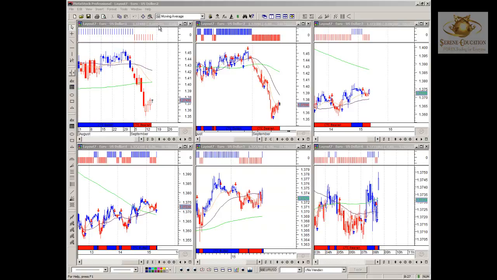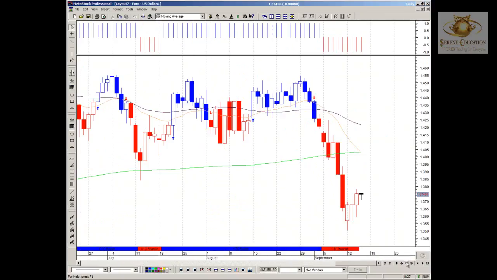It's going to be going over the 4 majors this morning, starting with our Euro against US dollar on our CTC strategy template. Let's have a look at the daily.